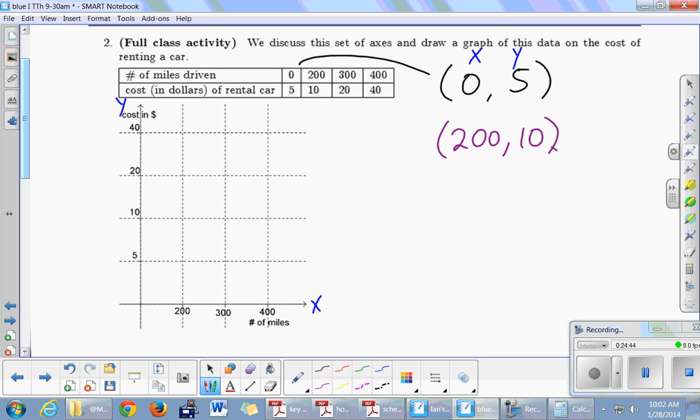Let's hear from someone we haven't heard from yet today. Yes? Okay, so we're finding where the 200 is here, and where the 10 is here, and where they meet. Do people buy? This is the point 200, comma 10. Is that fair?